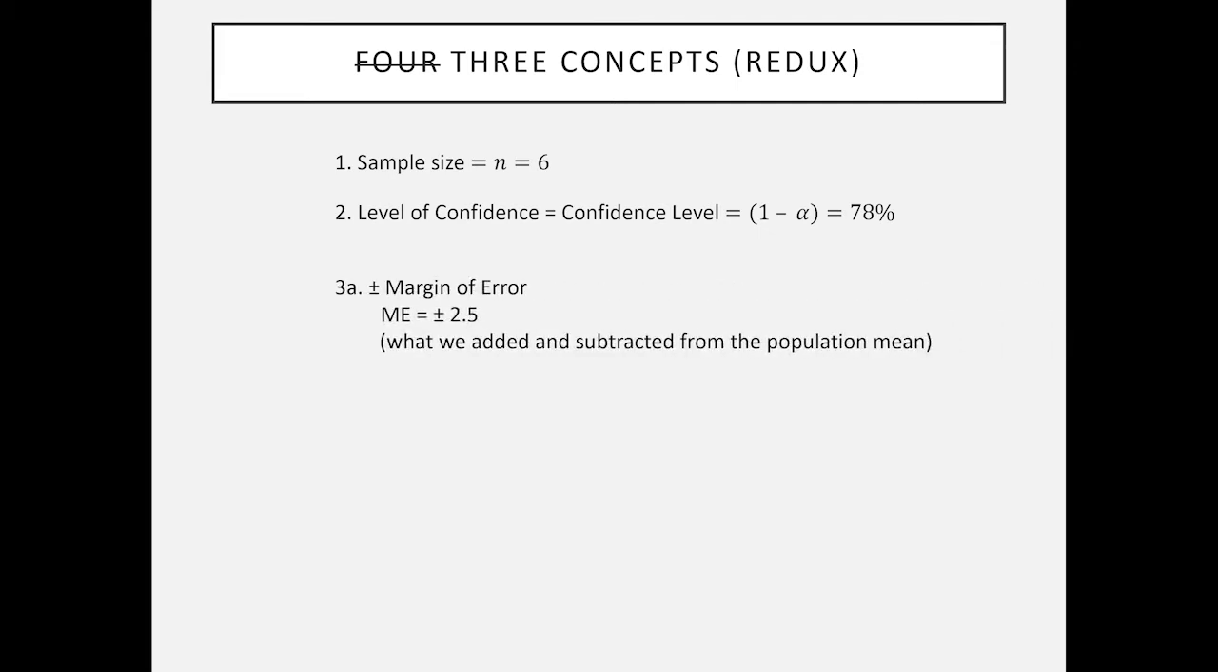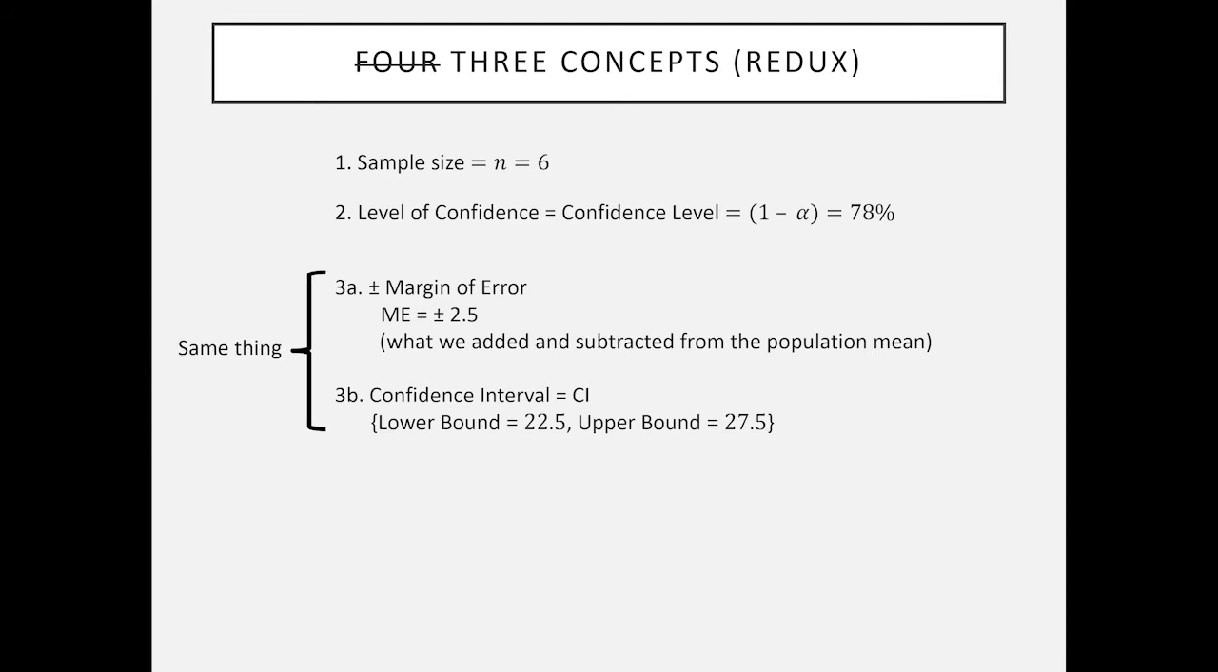Margin of error is the amount we added and subtracted. In this case, I just added 2.5 to get 27.5, and I subtracted the same amount to get the 22.5. We can also refer to this as a confidence interval. It happened to be the lower bound was 22.5, completely arbitrary, I just chose it, and 27.5. What that means is the margin of error and the confidence interval are in effect the same thing. Margin of error is what you add and subtract from the mean, and the confidence interval, well, is the region itself, 22.5 to 27.5.